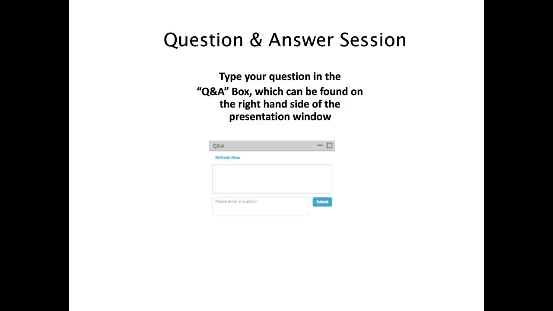As a reminder, if you'd like to ask a question, you can do that by typing it in the Q&A box, which you can find on the right-hand side of your presentation window. So let's take a look at the questions. So here's one for you, Gemma. Can I just switch from a 5 micrometer fully porous C18 column to a 5 micrometer solid core column, also C18, and get the same results?